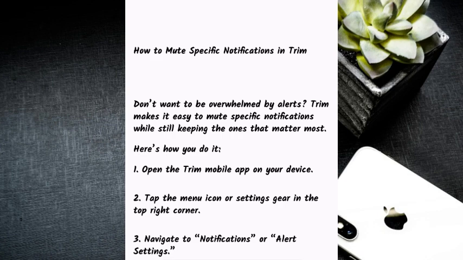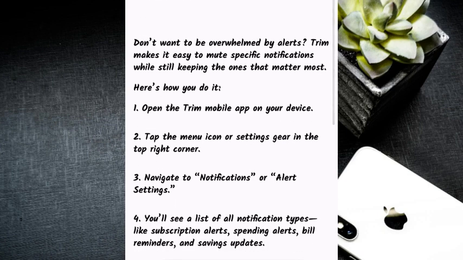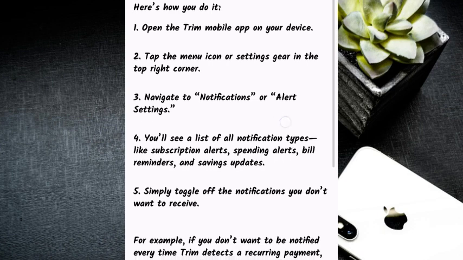First, open the Trim mobile app on your device and then tap the menu icon or settings gear in the top right corner. Then navigate to notifications or alert settings. You're going to see a list of all notification types like subscription alerts, spending alerts, bill reminders, and savings updates. Simply toggle off the notification you don't want to receive.